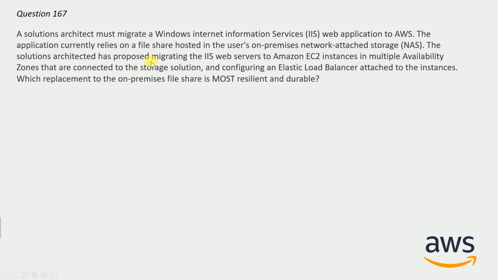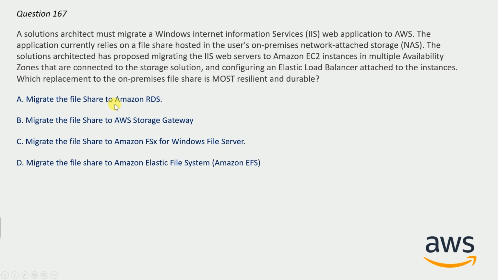The solution architect has proposed migrating the IIS web server to Amazon EC2 instances in multiple availability zones that are connected to a storage solution, and configuring an elastic load balancer attached to the instances. Which replacement for the on-premises file share is most resilient and durable? And here are the options.